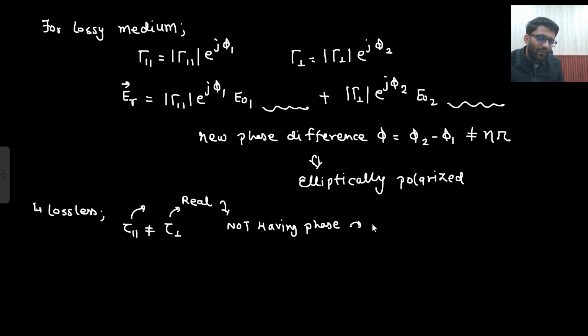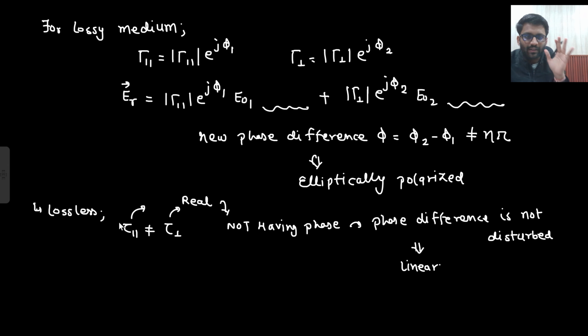And from here, what did you get to know? That the phase difference is not disturbed. And if the phase difference is not disturbed, then what is the answer? Linear polarization only. Look, magnitude can change. In case of linear polarization, magnitude can change. The only concern is the phase difference. Phase difference should be a multiple of n pi. So that means it is linearly polarized only.